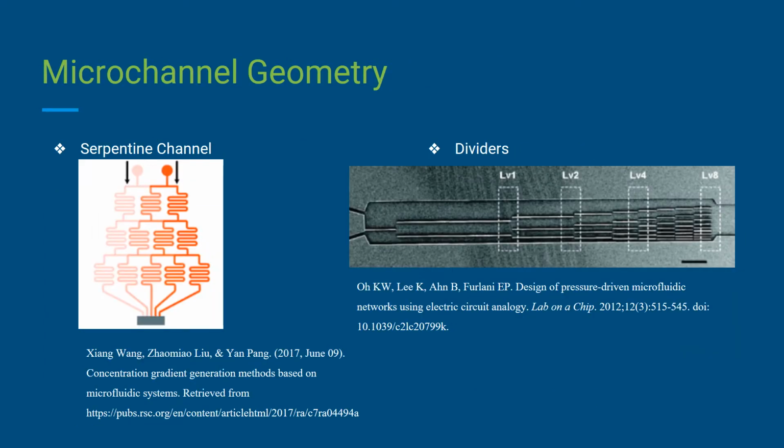One type of geometry in microchannel gradients is the use of serpentines. This adds length to the channel and the curves increase mixing. In this image, the solution is mixed and then separated again to go through another set of serpentines. Another example is the use of dividers, which creates a physical barrier within the channel, therefore creating a gradient in the microchannel.